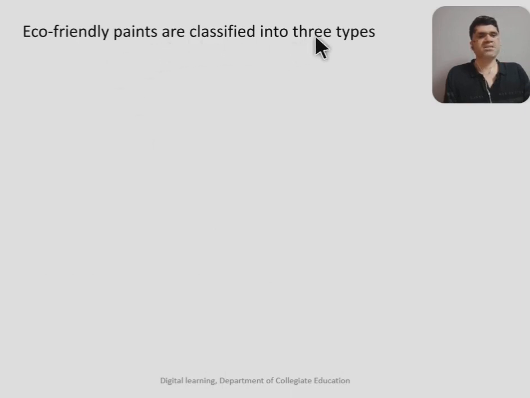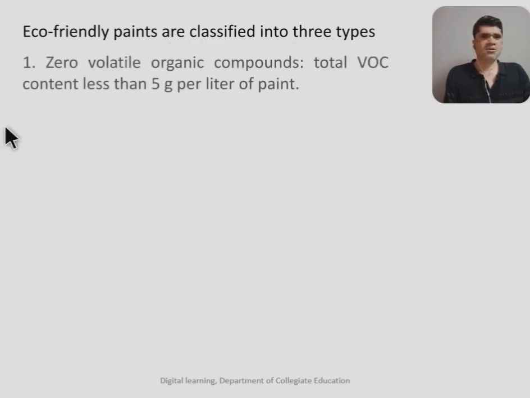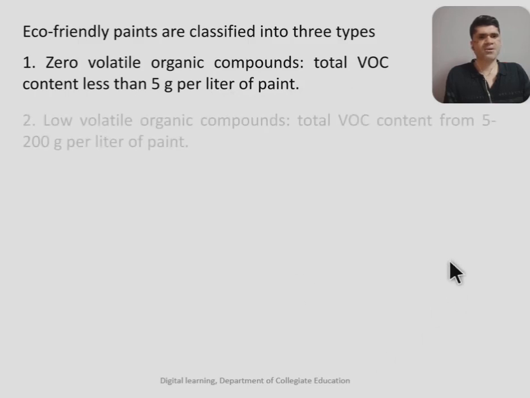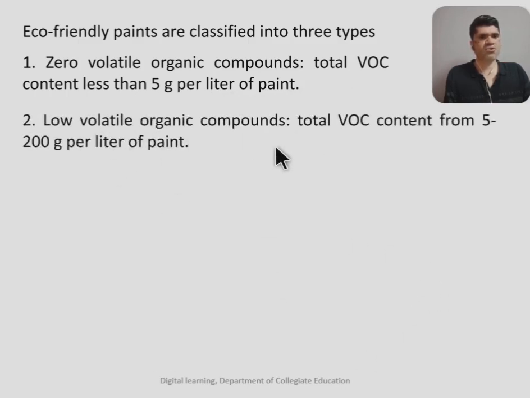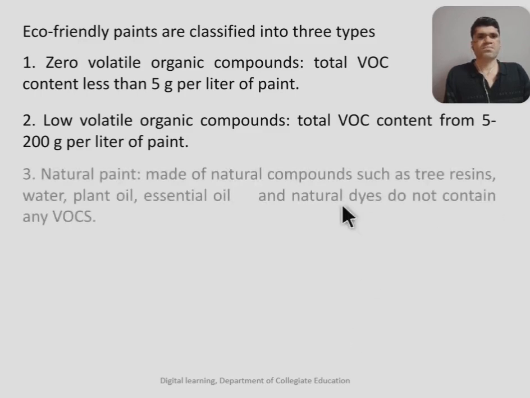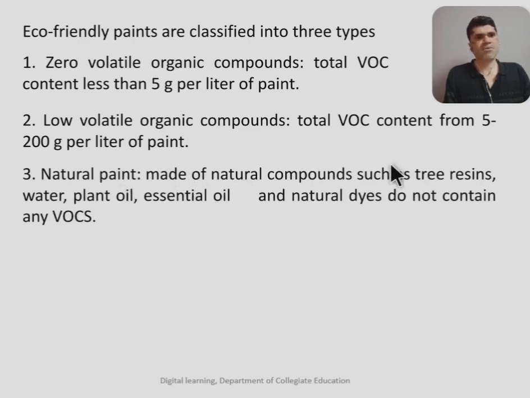Eco-friendly paints are classified into three types. One, zero volatile organic compounds, that is total VOC content is less than 5 gram per liter of paint. Second, low volatile organic compounds, where total VOC content is from 5 to 200 per liter of paint. Natural paint is made up of natural compounds such as tree resins, water, plant oil, essential oil and natural dyes; any of these natural dyes do not contain VOCs.